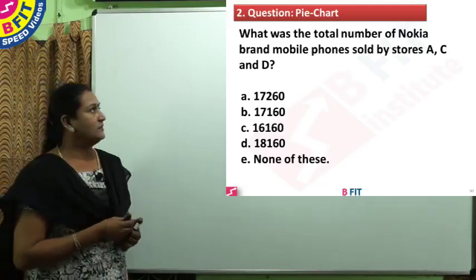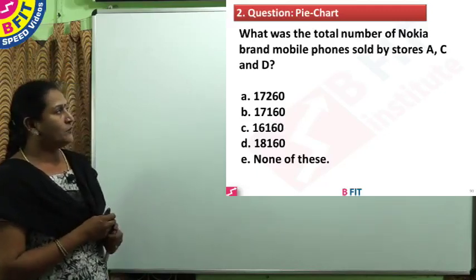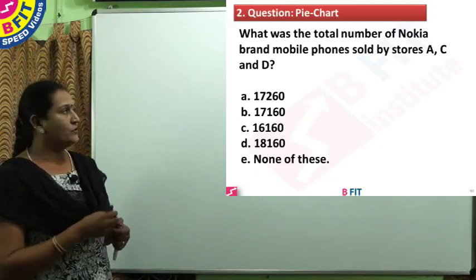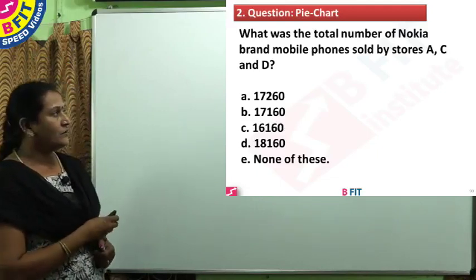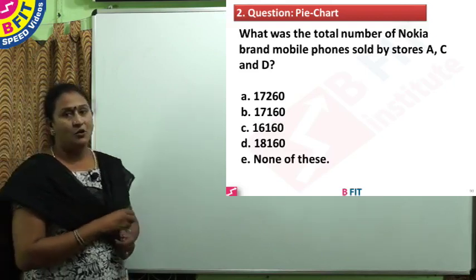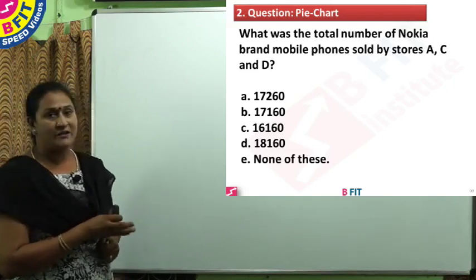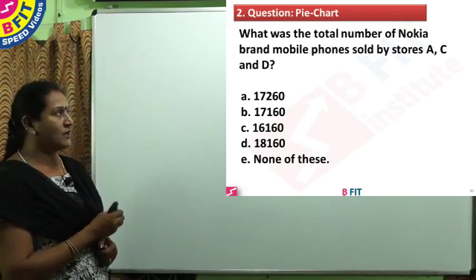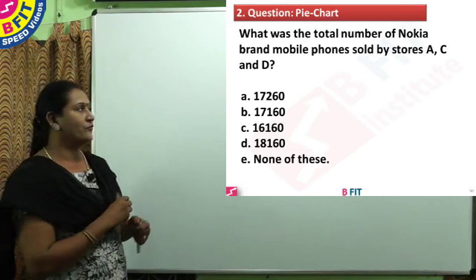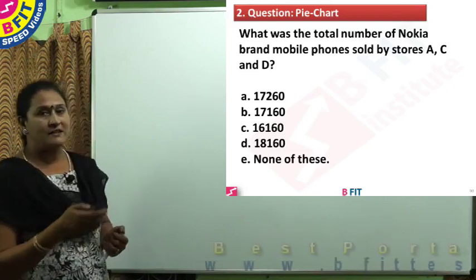So the second question: what was the total number of Nokia brand mobile phones sold by stores A, C and D? In this we are asked to find the total number of phones sold by the 3 stores A, C and D, of brand Nokia. So Nokia brand phones, total number of phones are asked. So we'll see the working.